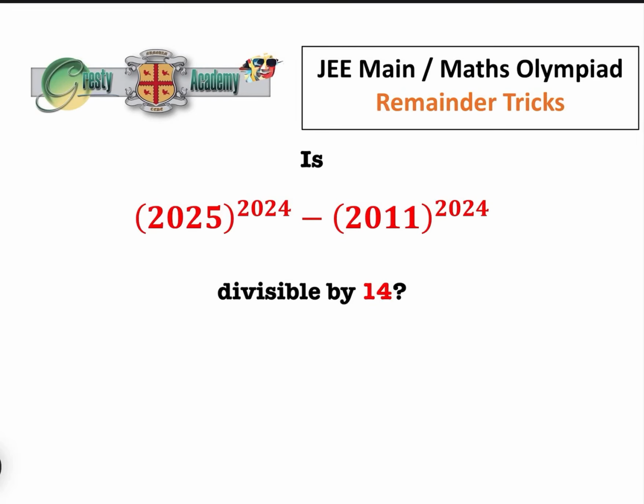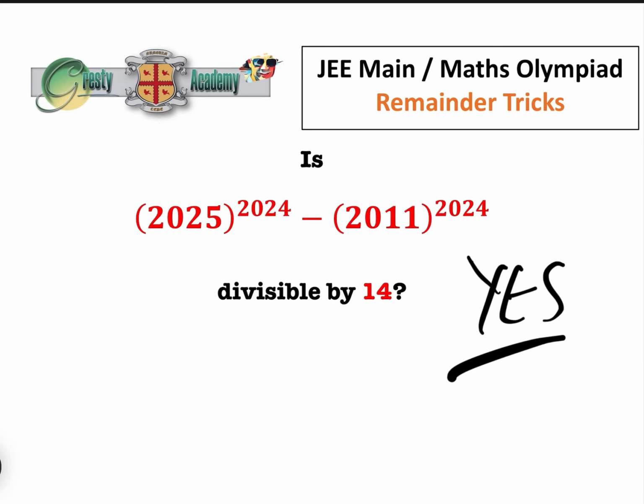So in the thumbnail to this video, we ask, is 2025 to the power of 2024 minus 2011 to the power of 2024 divisible by 14? You have 1 second. Okay, let's go. Yes, it is. All right, well, that took a second. How did I do it?